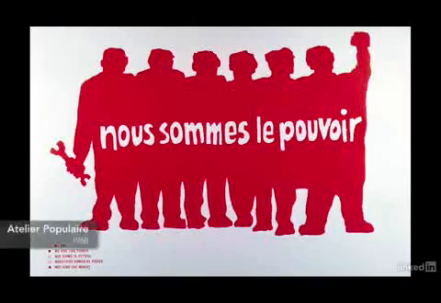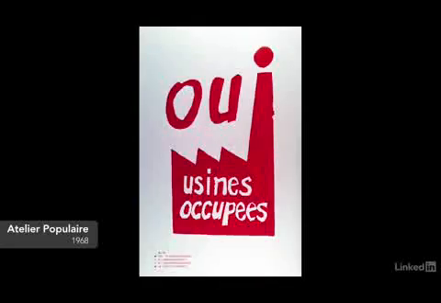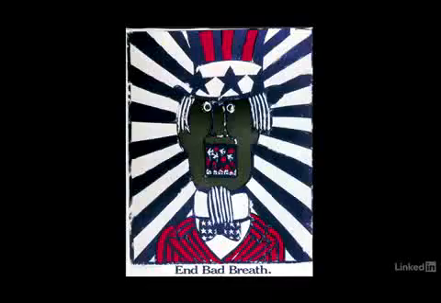In France, a series of strike posters by Atelier Populaire are roughly drawn silkscreen silhouettes. The handmade typography adds to the urgency, and the red color connects to socialism. Seymour Quast's anti-war poster uses the recognizable symbol of Uncle Sam from the James Montgomery Flagg World War I poster and recasts him as a villain.